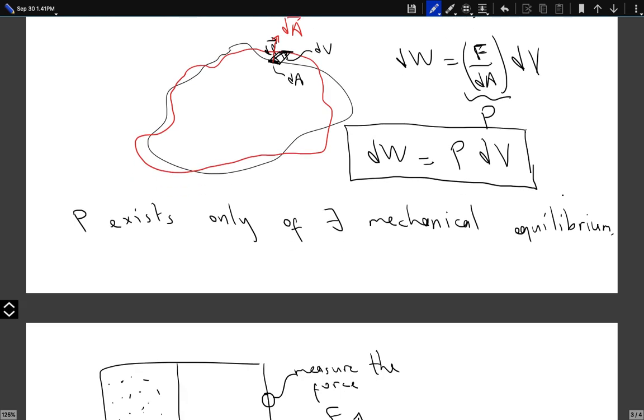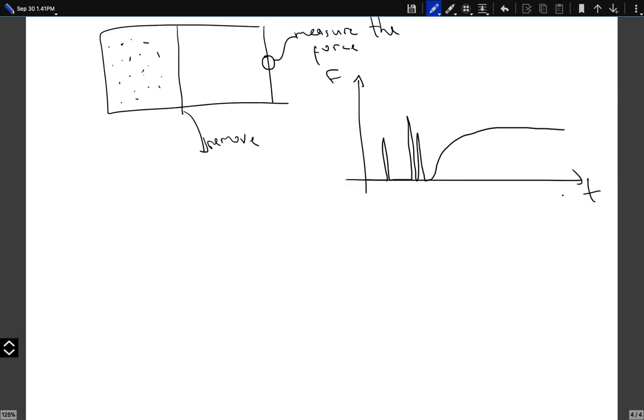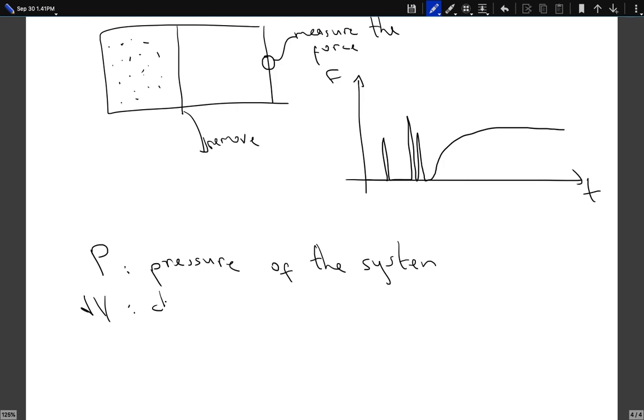Okay, now any questions up to here? dW is PdV. Well, let me make it a bit more precise. Remember what is the pressure? Pressure is the pressure of the system. dV is the change in the volume of the system.